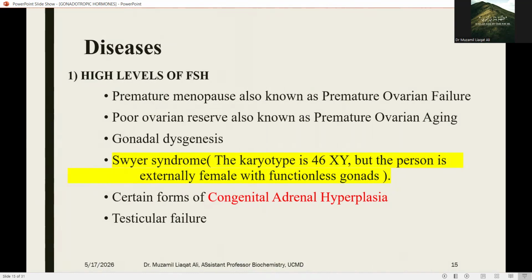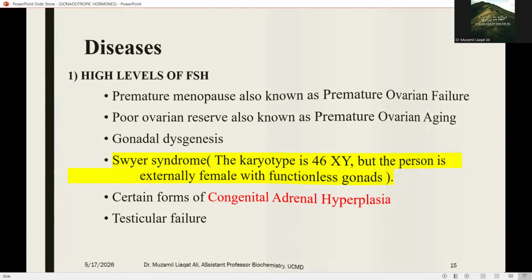So what about the diseases associated with abnormal FSH levels? High FSH levels can lead to premature ovarian failure or premature menopause, gonadal dysgenesis as seen in Turner syndrome, and Swyer syndrome, that is 46XY female phenotype, testicular failure.